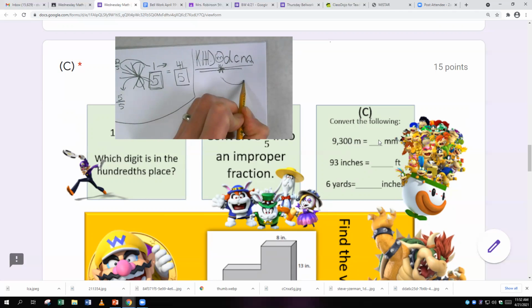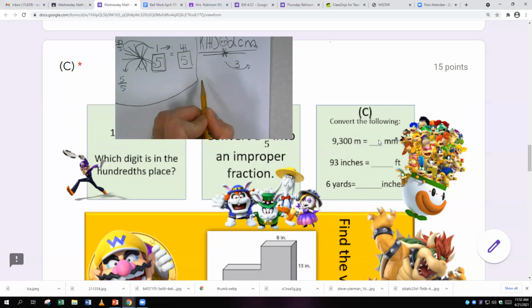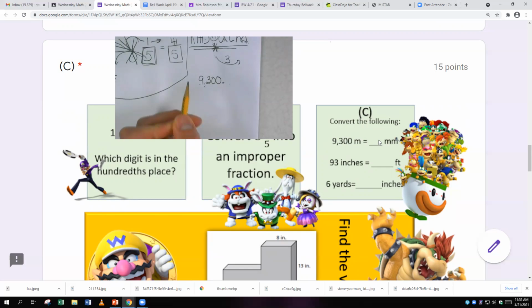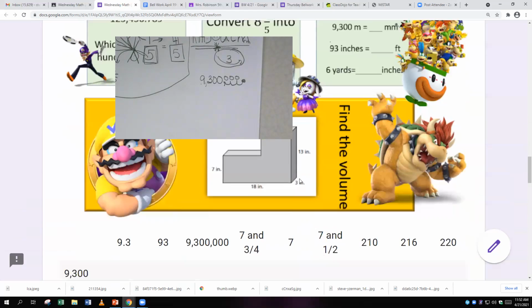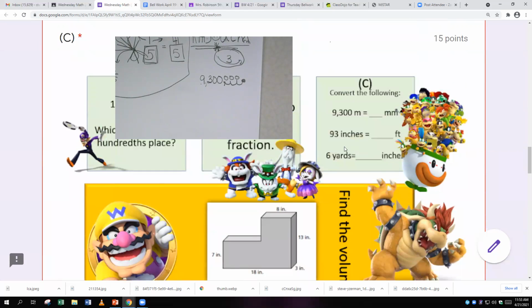So we're going to move it right 1, 2, 3 spots. And then we're going to use that with 9,300. 9,300 is a whole number. So where is its decimal? After it. Because a decimal says, my job is to separate the whole numbers and the I'm not yet a whole number. Now we're going to push that decimal over 3 spots. Once, twice, 3 spots. Add our zeros. And our answer is 9,300,000.